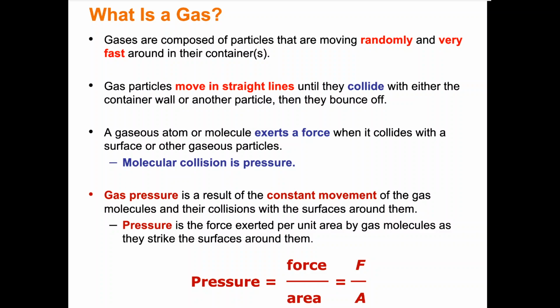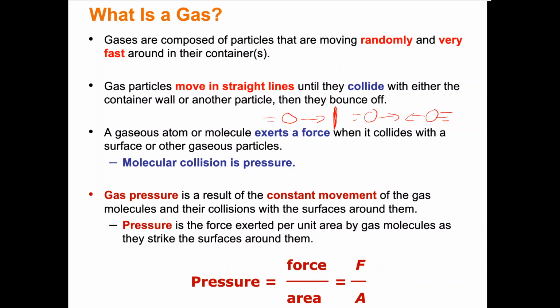Okay, so gases are composed of particles that are moving randomly and very fast around their containers. They're moving randomly and very, very quick, just bouncing all around. Gas particles move in a straight line until they collide with either the container wall or another particle. So we're going to have a gas particle, and it's going to move in a straight line until it either runs into some sort of barrier, or maybe it runs into another gas molecule coming the other direction, something like that.